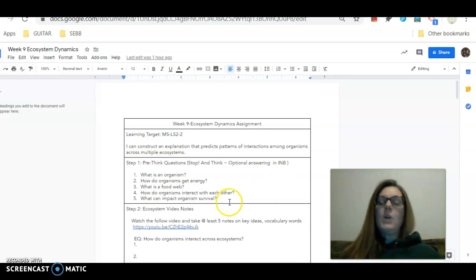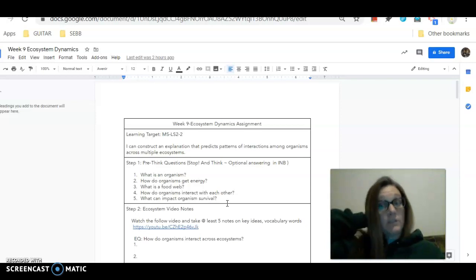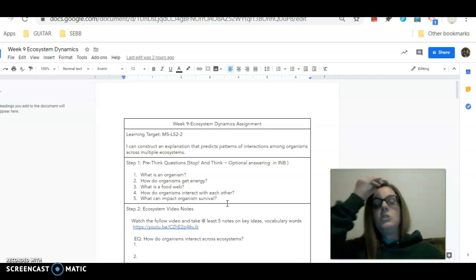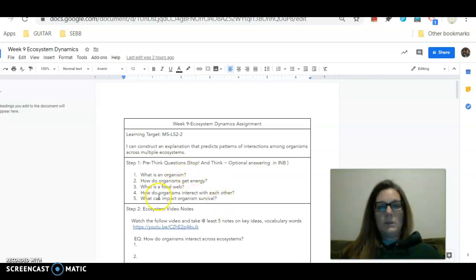So we are pulling together our information from sixth grade. What is life? Remember, we learned about organisms. All living things are organisms. All living things are made of cells. So you're going to be thinking about what is an organism? How do organisms get energy? So this is going to be covered, and what is a food web, and how do organisms interact with each other, and how can they impact the organism's survival?